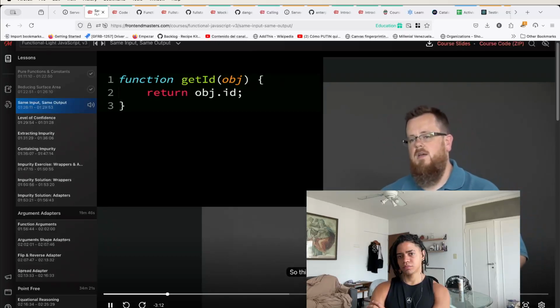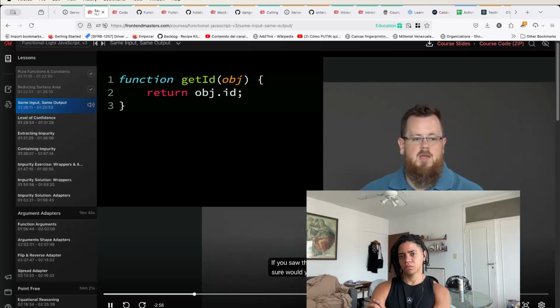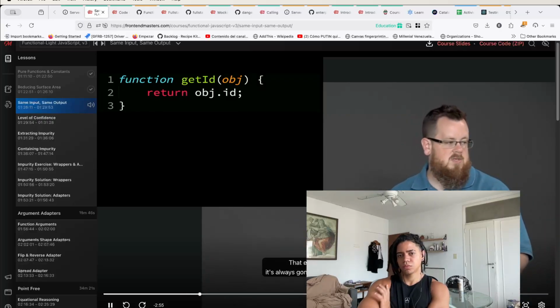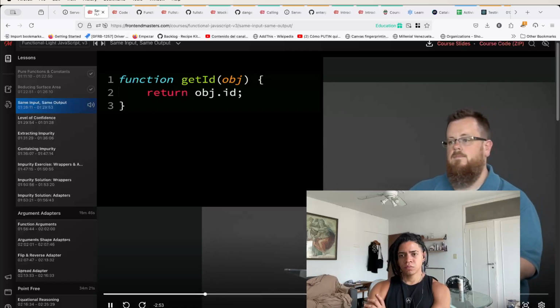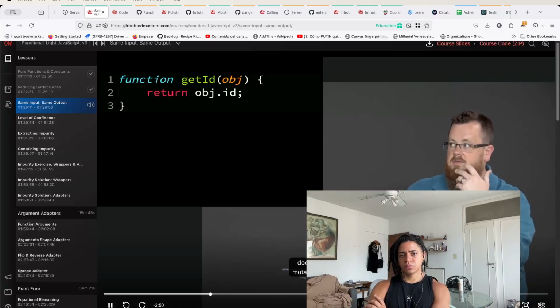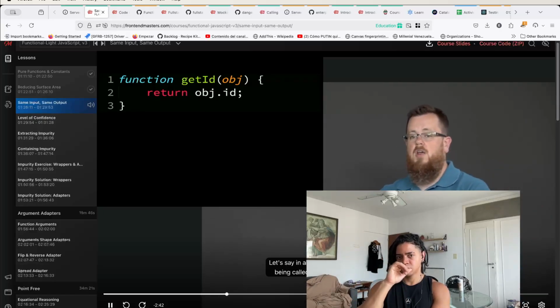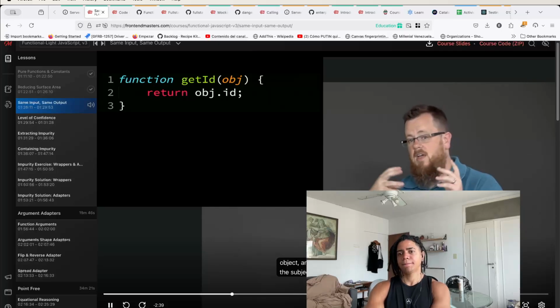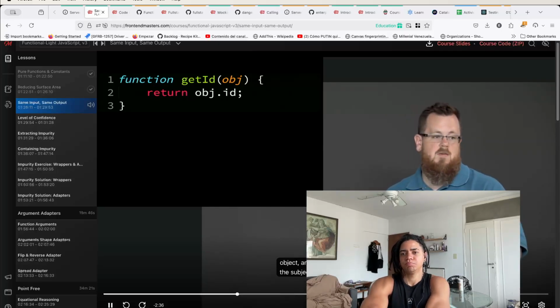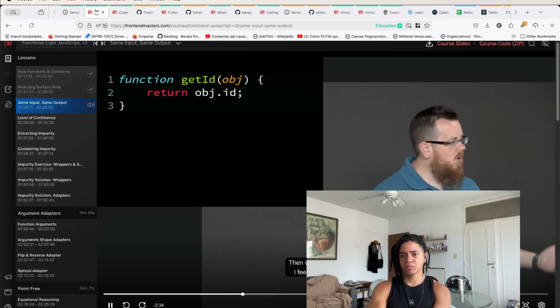So think about it this way. How sure would you be if you saw this function, or a procedure, in your application, how sure would you be of its predictability? That every time it's called, it's always going to get the same response? Well, one question you would ask is, does that object get mutated? Let's say in all places that you saw getId being called, it was always the same object, and the object was never the subject of any reassignment. Then would you say, yeah, I feel pretty confident?